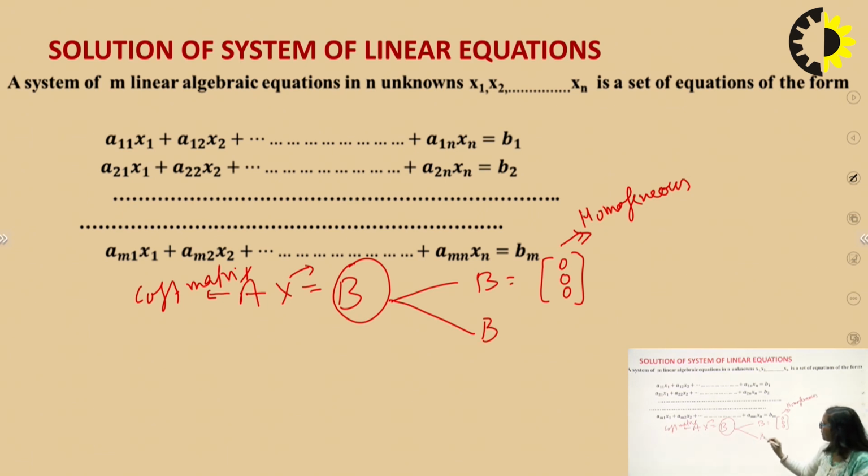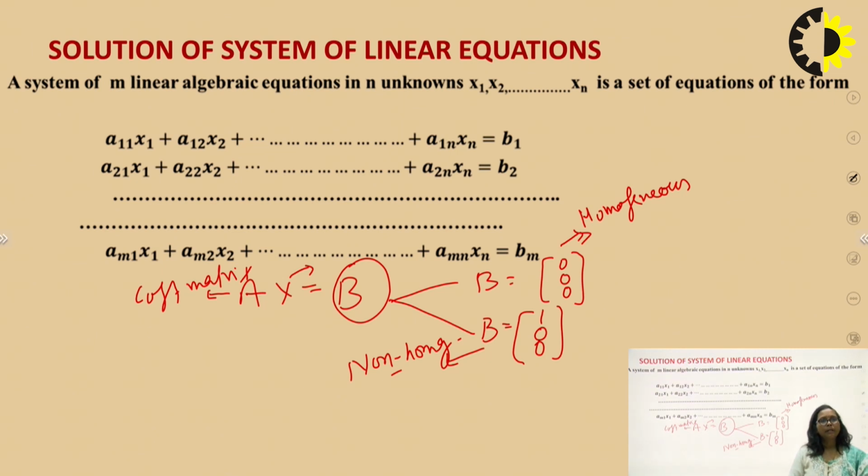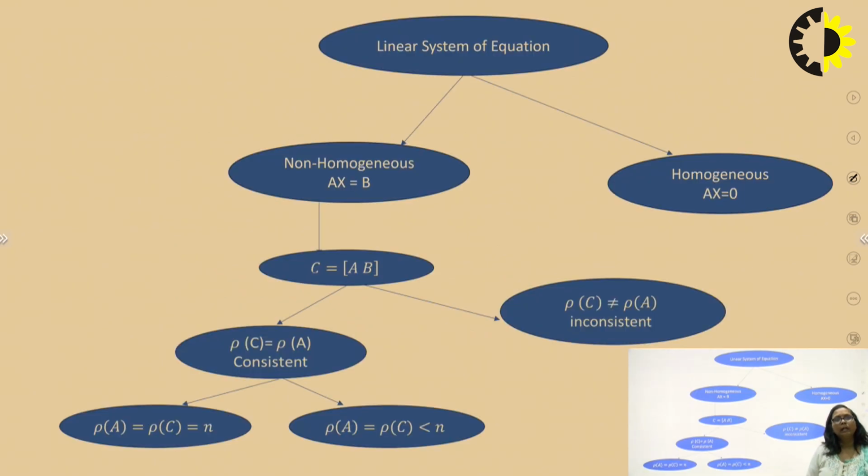And second condition, if in B, I am getting at least one element which is non-zero, something like, suppose I take 1, 0, 0. So if I am getting at least one element which is non-zero over here, then this type of system of equations will become nothing but the non-homogeneous system of equations. So in these type of linear equations, we deal with two types of equation. One is the homogeneous system of equation, one is non-homogeneous system of equation, and that depends upon the right hand side value B.